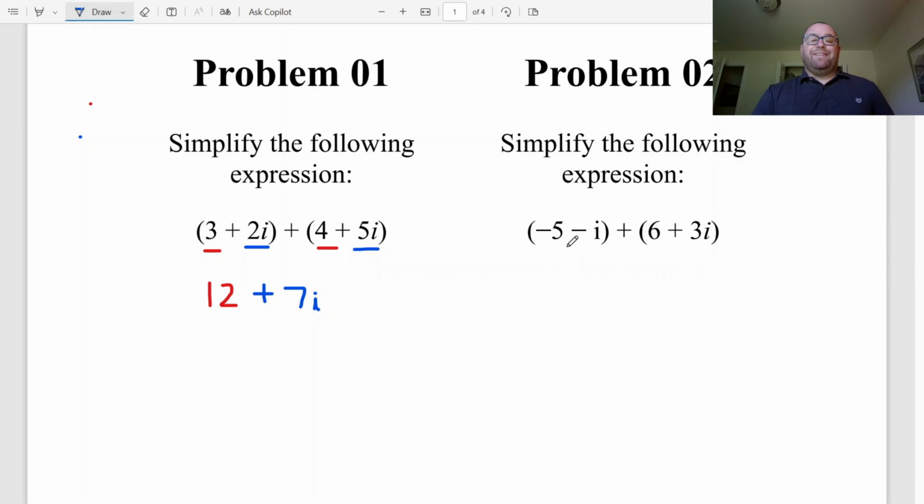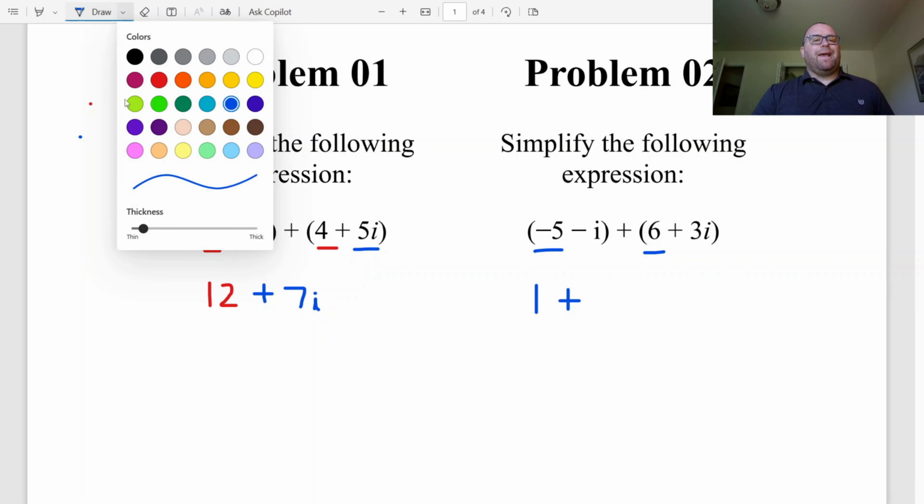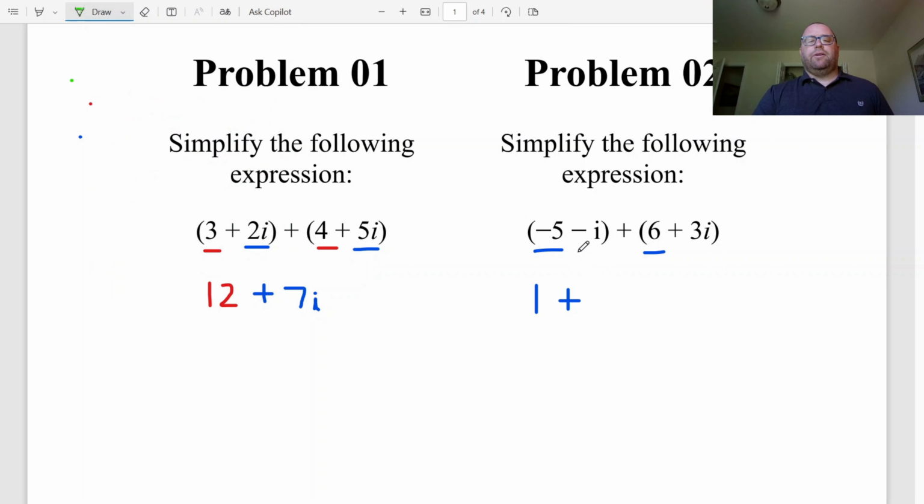Okay, let's look at this next one. We have negative 5 minus i plus 6 plus 3i. So again, we're going to add the real parts here. Negative 5 plus 6 gives you 1. And then we want to add, let's use a different color here, the imaginary part. So this is like a plus negative 1i. This is plus 3i. So 3i plus negative 1i is 2i. So we get 1 plus 2i. And that's all there is to adding.